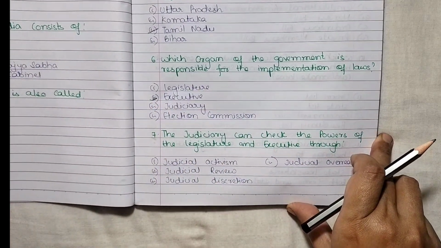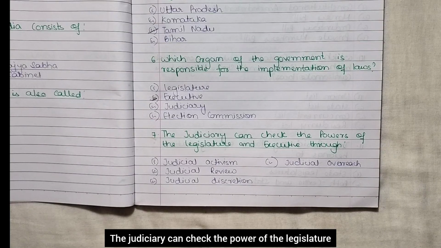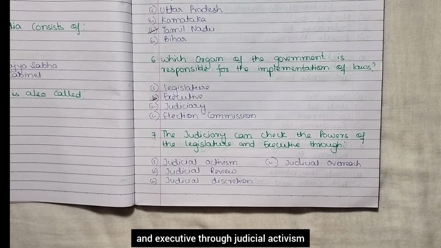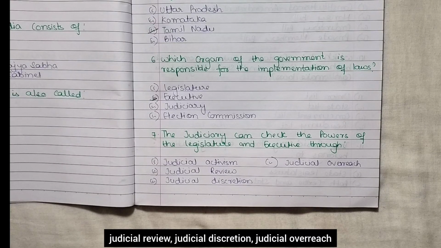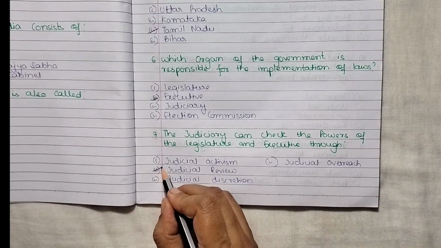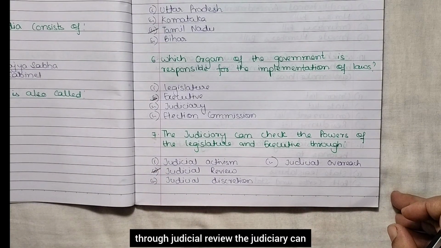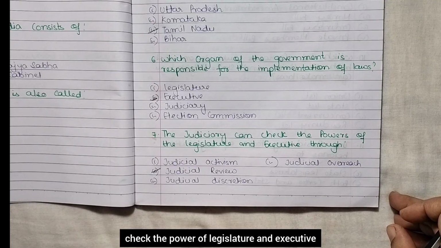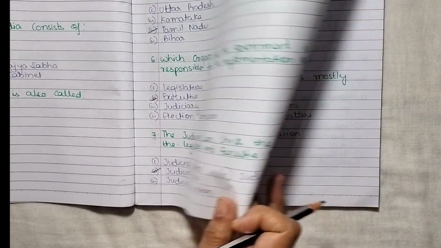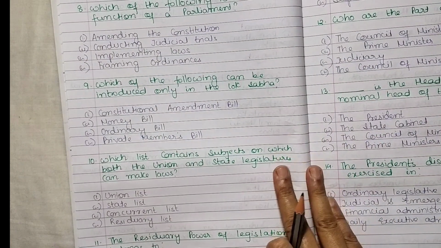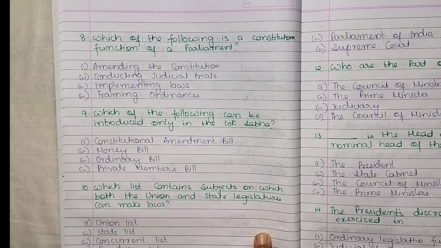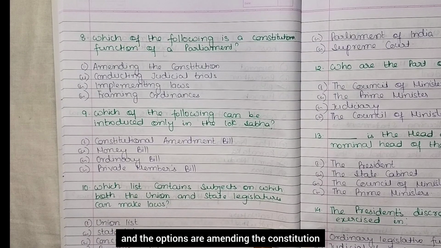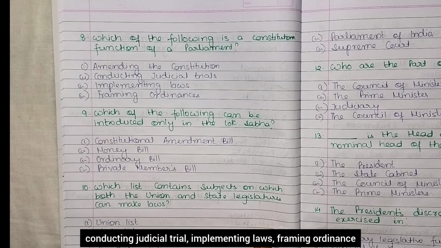Executive. The judiciary can check the power of the legislature and executive through judicial activism, judicial review, judicial discretion, judicial overreach. So, through judicial review, the judiciary can check the power of legislature and executive, right? Next is, which of the following is a constitutional function of a parliament? The options are amending the constitution, conducting judicial trial, implementing laws, framing ordinance.